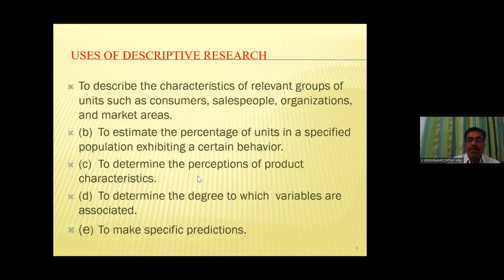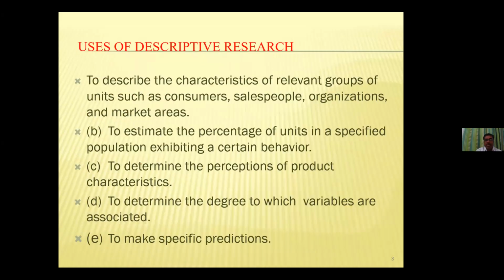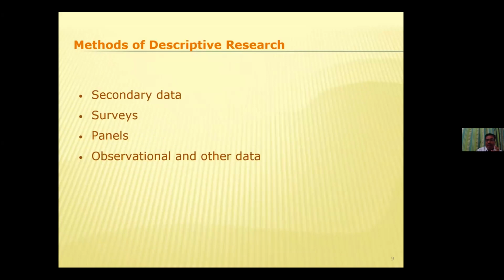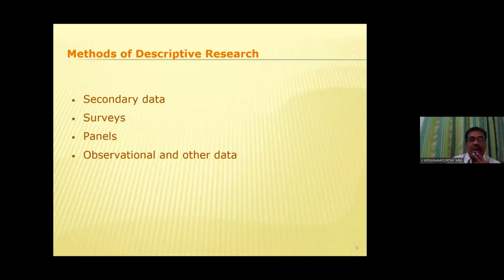To determine the perception of product characteristics, to determine the degree to which variables are associated. These are the various uses of descriptive research. What are the various methods used to collect descriptive research? How can descriptive research be done? One is secondary data, another one is surveys, third one is panel, fourth one is observation.